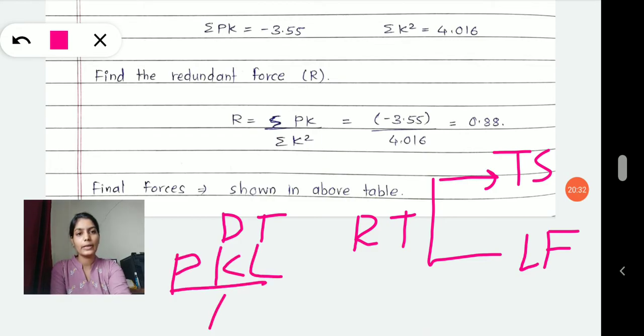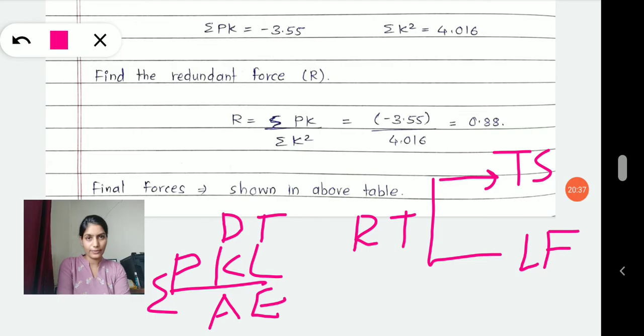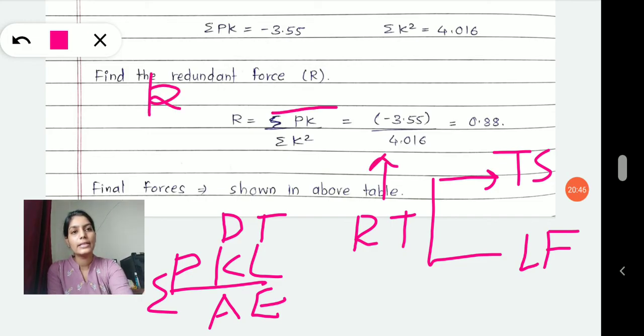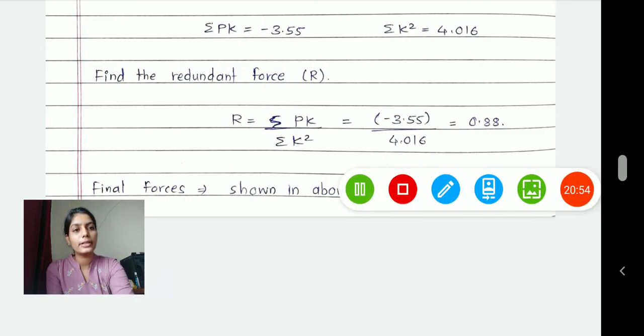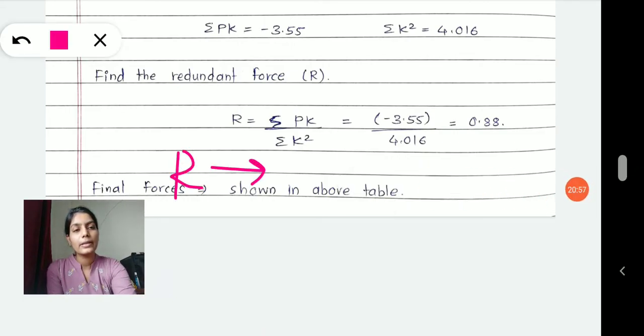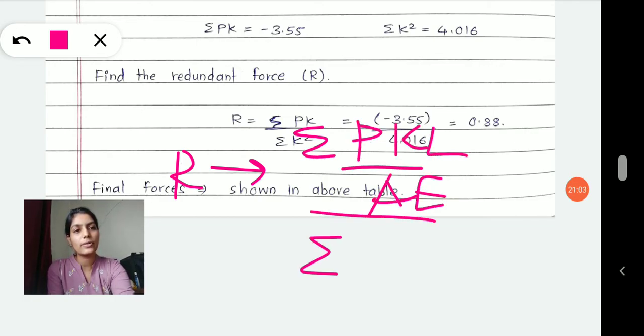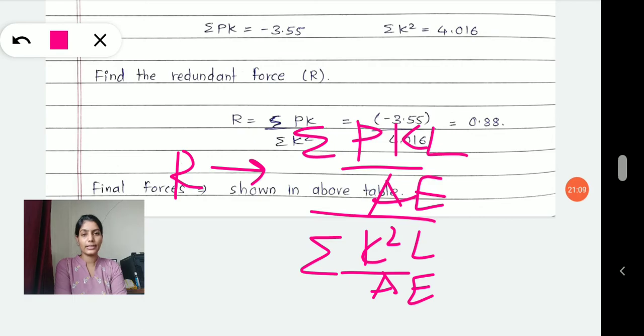summation of PKL upon AE, which will give us a deflection. Whereas for redundant trusses, the formula to find the redundant is summation of PKL upon AE divided by summation of K square L upon AE. I will write it one more time. That is your formula to find the redundant in redundant trusses by the unit load method.